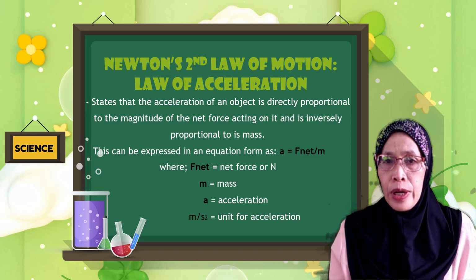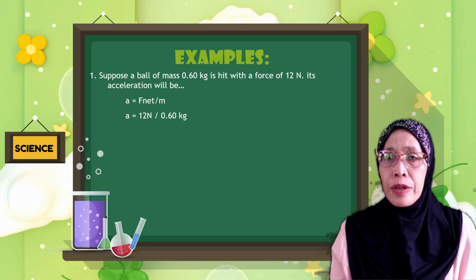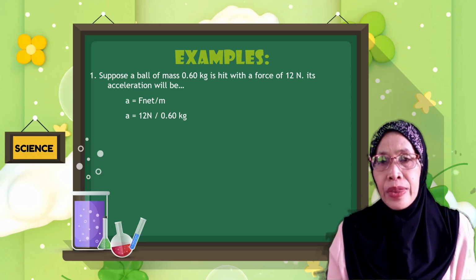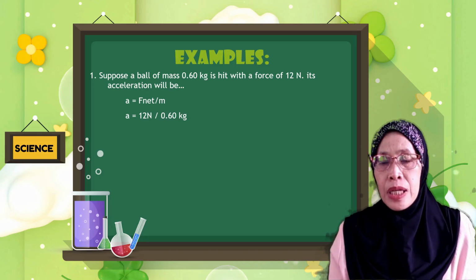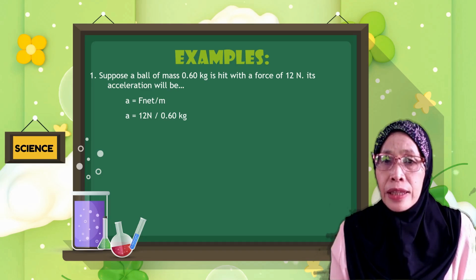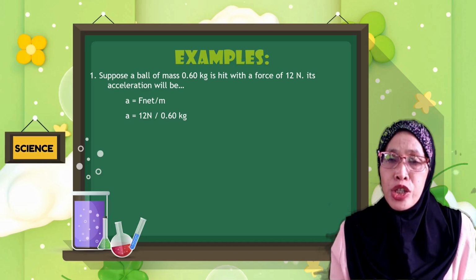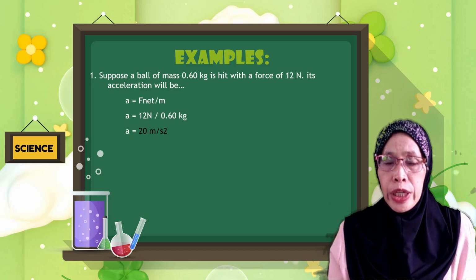Take, for example, suppose a ball weighing 0.6 kilogram is hit with a force of 12 Newton. Its acceleration will be a = F_net / m. a, which is the acceleration, is equal to 12 Newton, that is the F_net, divided by 0.60 kilogram, that is your mass. Therefore, acceleration is equal to 20 meter per second squared.